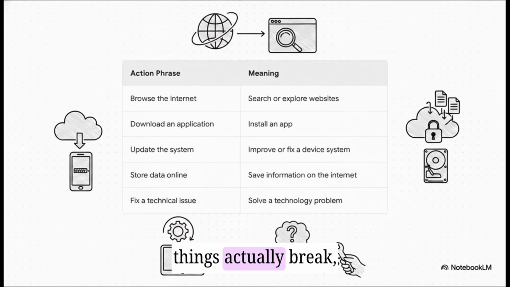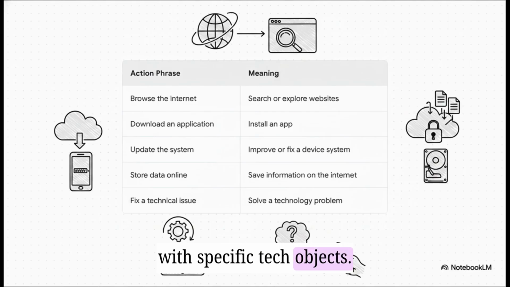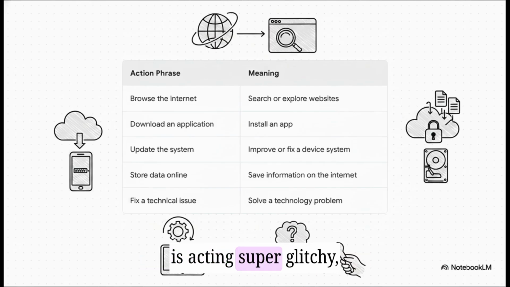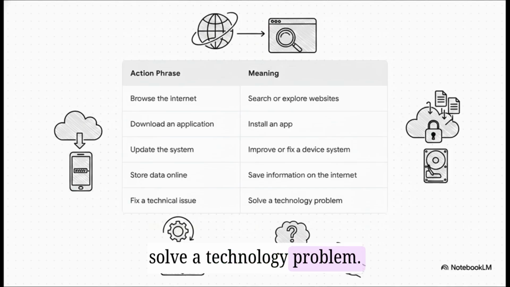Okay, so when things actually break, native English speakers use very specific verbs paired with specific tech objects. You don't just look at the internet, you browse the internet to search or explore websites. When you want to install an app, you download an application. If your device is acting super glitchy, you might need to update the system to improve or fix it. To keep your files safe, you store data online, which just means saving information on the internet. And really, your ultimate goal is always to fix a technical issue, to solve a technology problem.